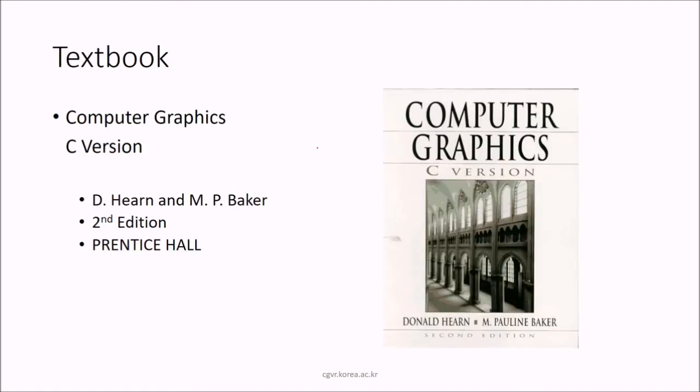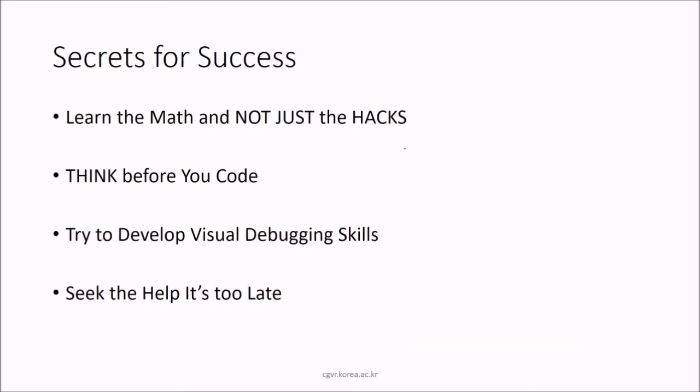The textbook which this content follows is Computer Graphics C Version by the great Hearn and Baker. This is the second edition, from Prentice Hall. Very good book. So the secret of success is to learn the math and not just the hacks, because computer graphics is all about mathematics only. So think before you code, because you're implementing maths. Try to develop visual debugging skills. Computer graphics will require it, and seek help, of course, from a course like this before it's too late.